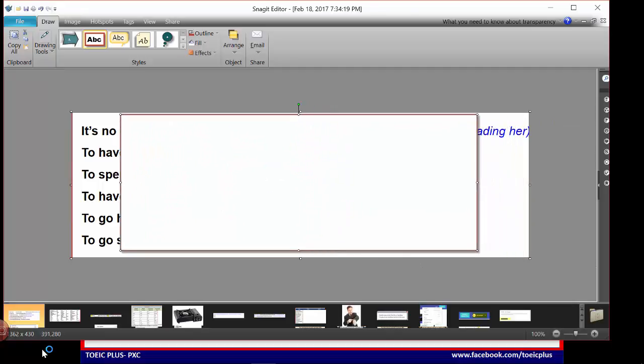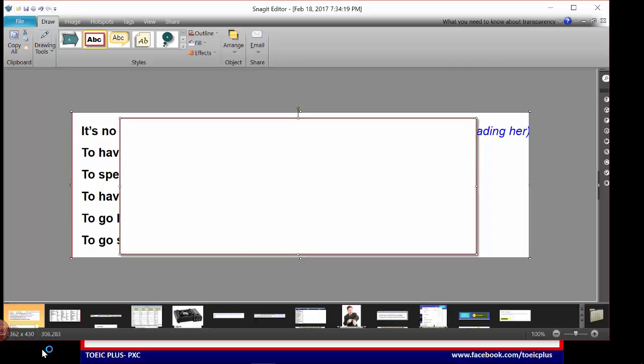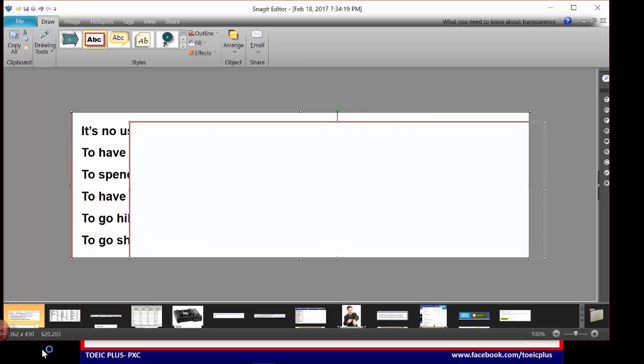Again, number one, it's no use, it's not worth, or there's no point. Next, to have fun, to have a good time or a hard time. Next, to spend time or money or to waste time or money. Next, to have difficulty, trouble or a problem. All right. And next, to go hiking, swimming, shopping. All right. Sightseeing.